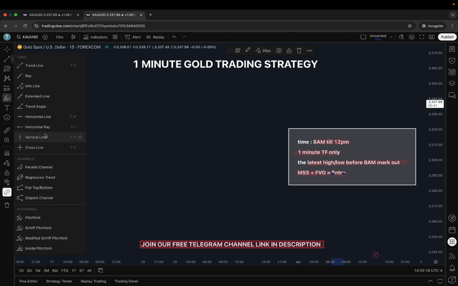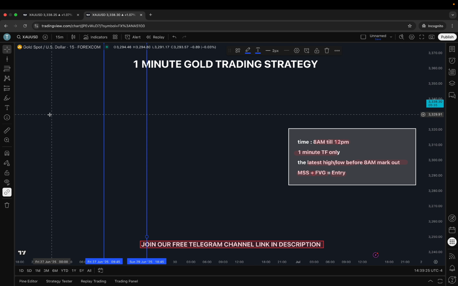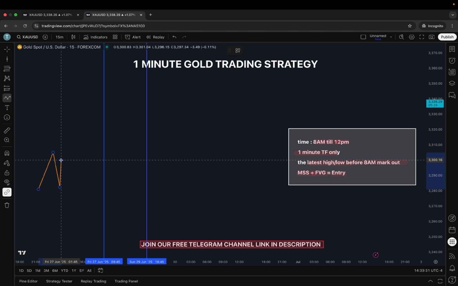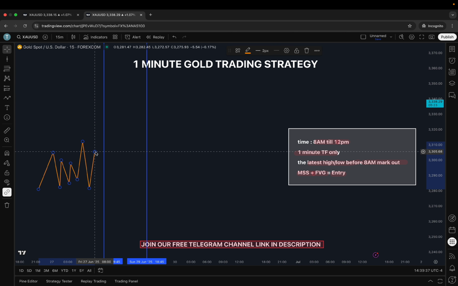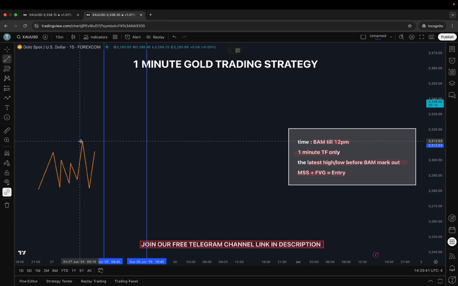So I get my horizontal line. Let's assume this is 8 a.m. and this is 12 p.m. Now we have a bunch of candles. None of these matter. It's the latest high and the latest low that will matter. So we mark out our high and then we mark out our low.